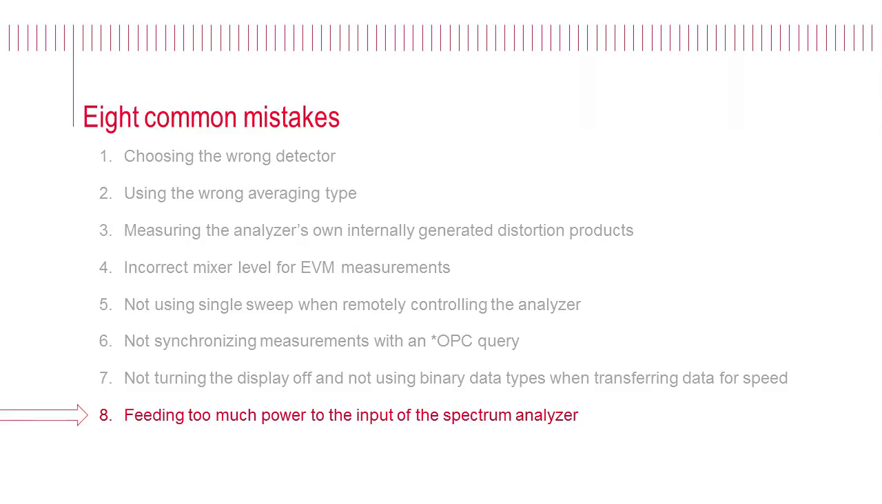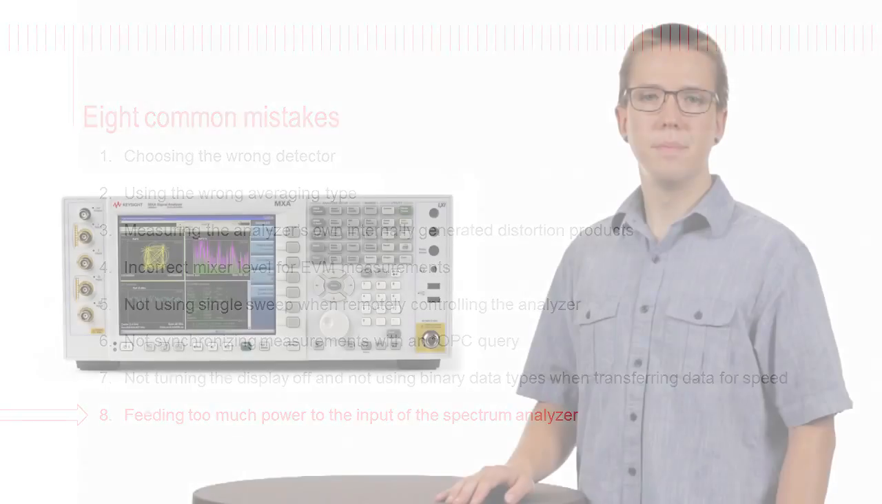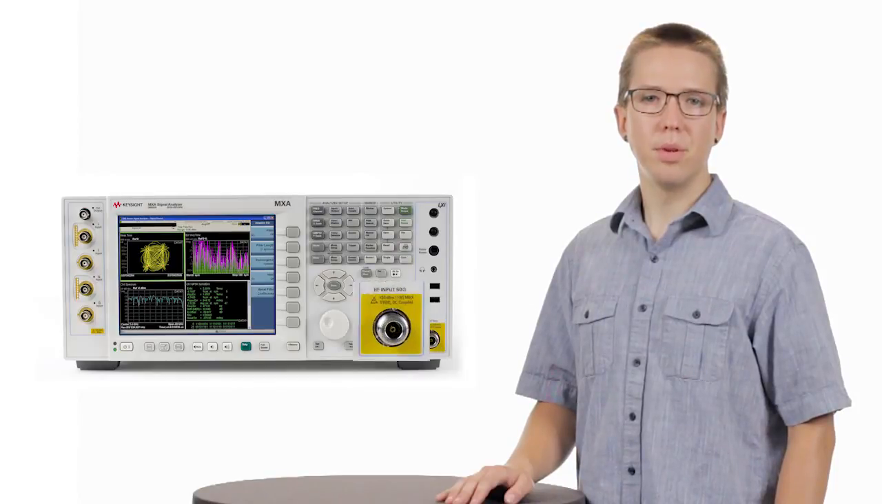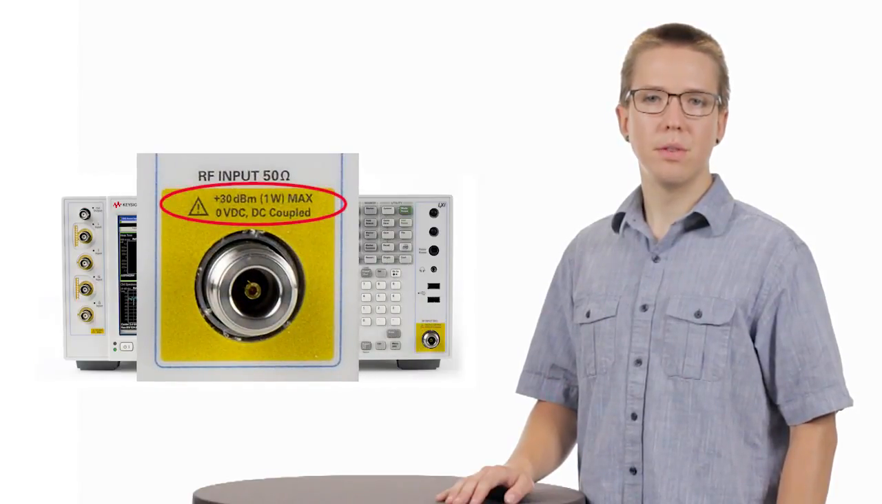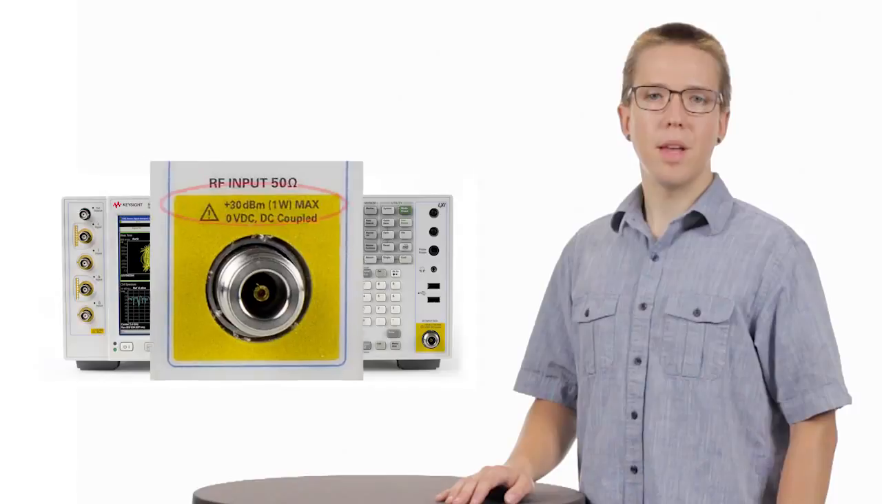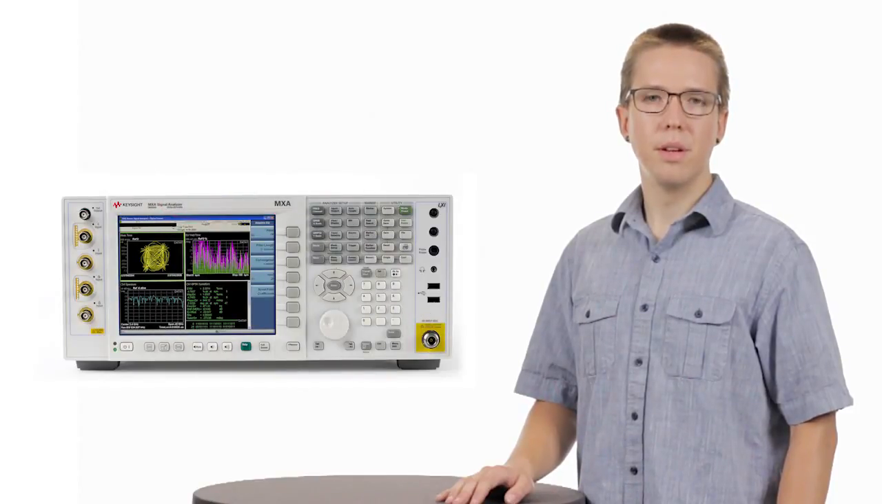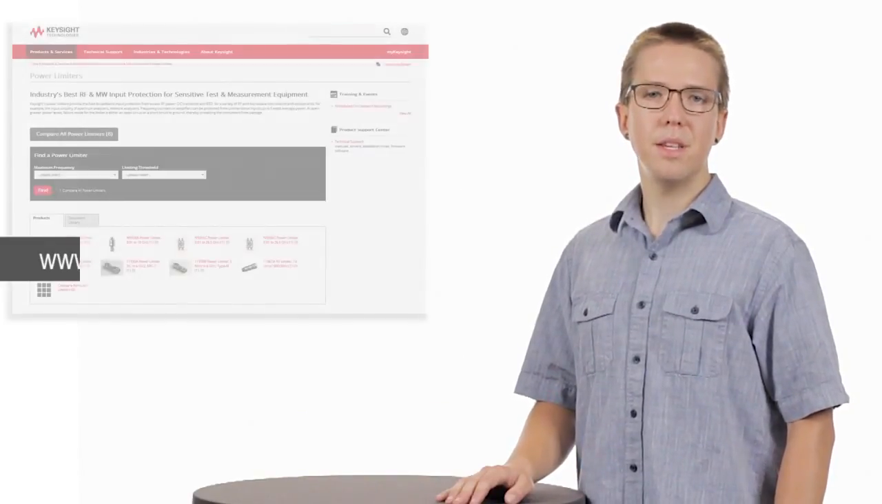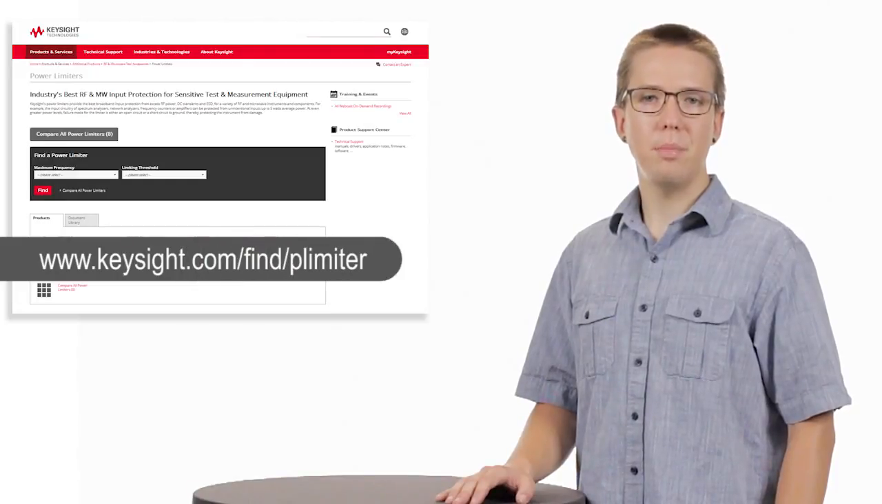The last of the 8 errors, feeding too much power into the input port, can be the most expensive of them all. Most spectrum analyzers' input limit is 1 watt or plus 30 dBm. If signals with excess powers are fed into the input port, the front-end electronics can be overloaded or damaged. When working with signals of higher power, input limiters should be used. Keysight's power limiter webpage can help you find a limiter to meet your testing needs.